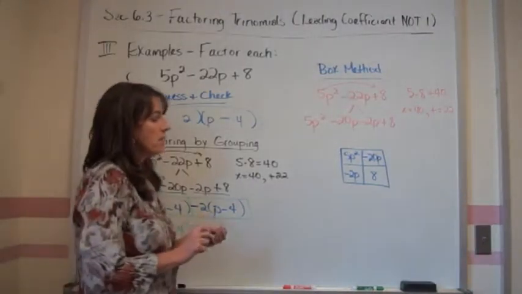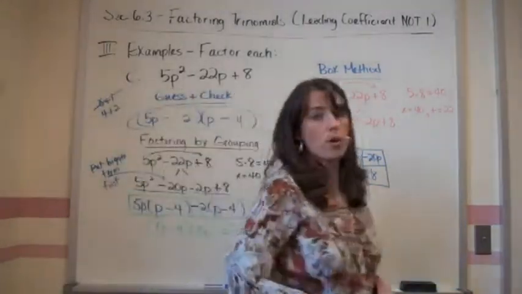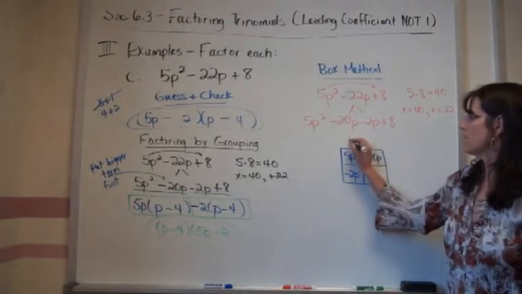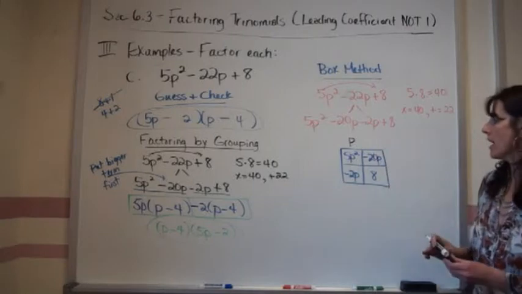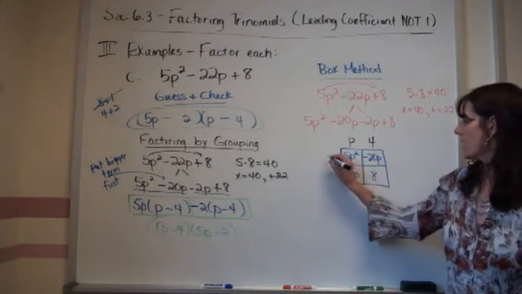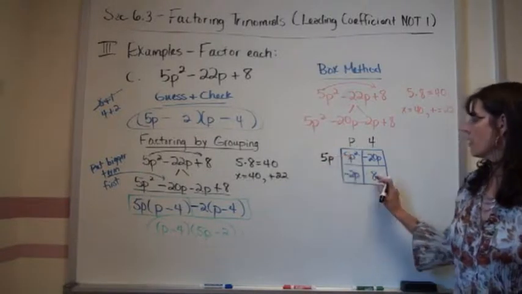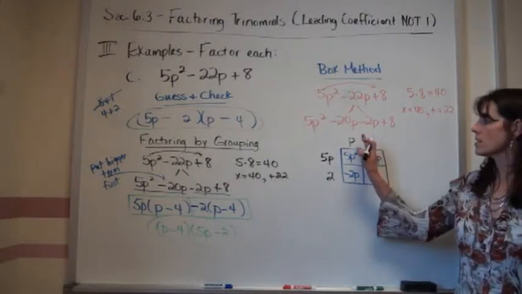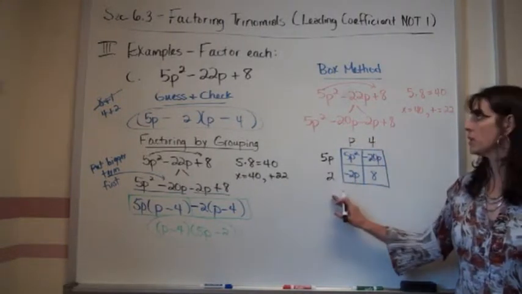Okay, so back to that box method. Now I'm going to factor along every row and factor along every column. Along this column, I can divide a p out. Along this column, I can divide out a 4. Along this column, I can divide out a 5p. And along this column, I can divide out a 2. Now, it gets to be a little bit confusing because it looks like it's going to be a p plus 4 and a 5p plus 2.